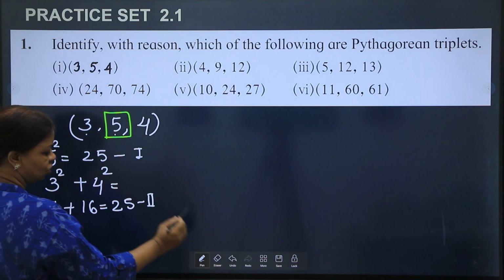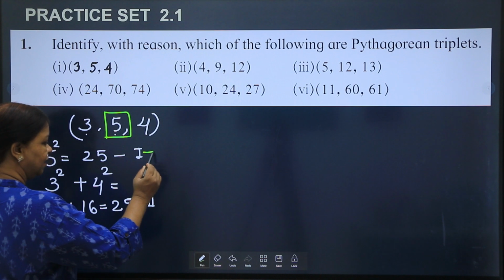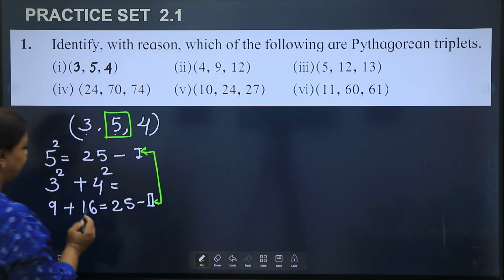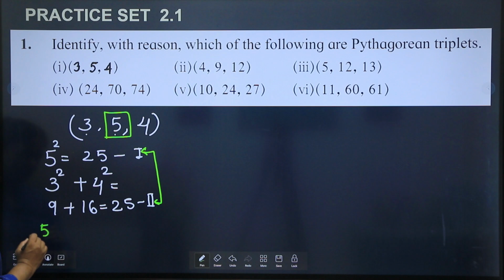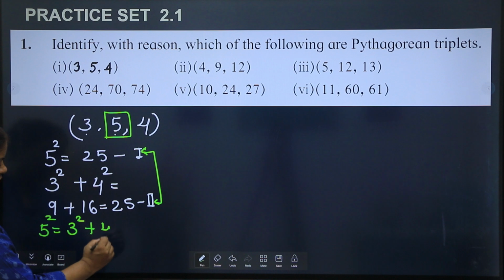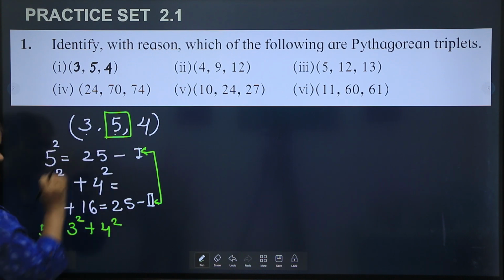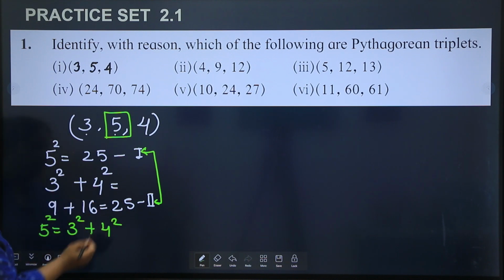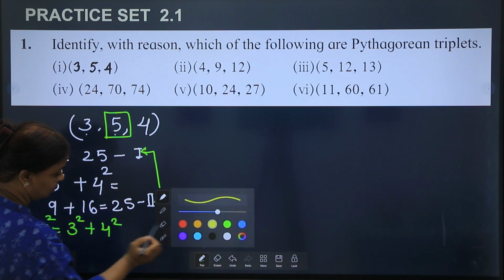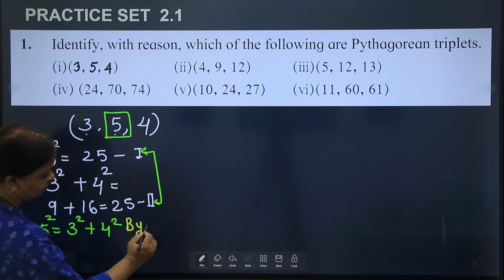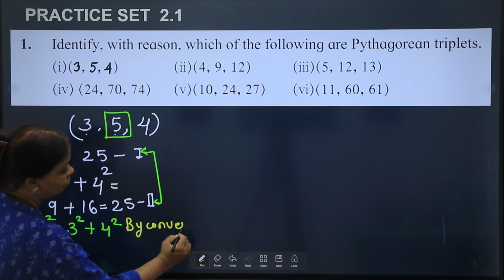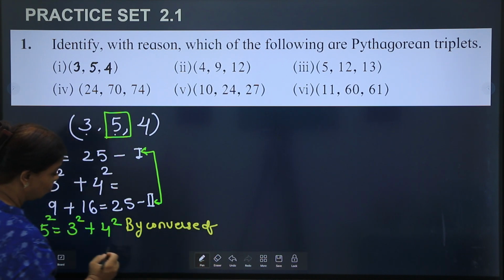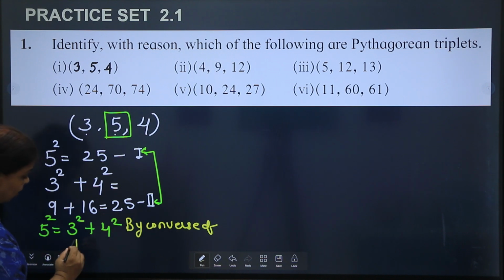If you compare these two, what are you getting? When we compare this, we get that 5 square is equal to 3 square plus 4 square. See, the value of 5 square is 25 and the sum of the squares of these two numbers is also 25. So they both are equal. So, by the converse of Pythagoras theorem.